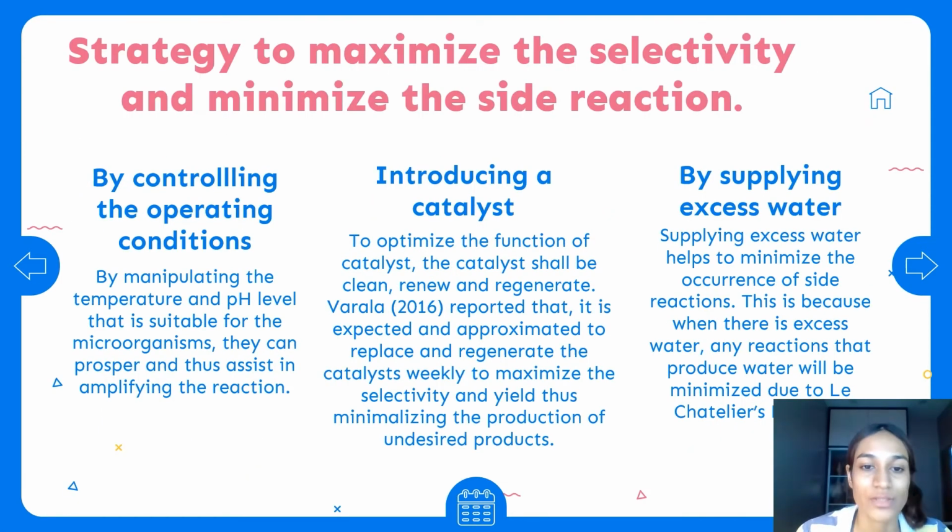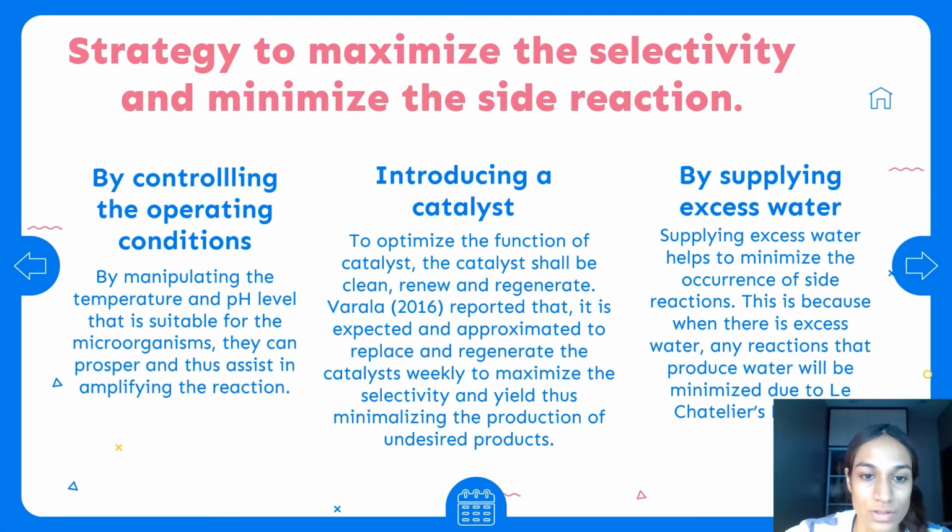In this part, I'll be explaining on the strategy to maximize the yield and minimize the side reaction. From the report done, I picked out some of the strategies to explain it. Firstly, to maximize the selectivity and to minimize the side reaction, we can control the operating conditions. For instance, by manipulating the temperature and pH level that is suitable for the microorganisms, they can prosper and thus assist in amplifying the reaction. When these microorganisms are in optimal condition, they can work effectively, hence increasing their yield.